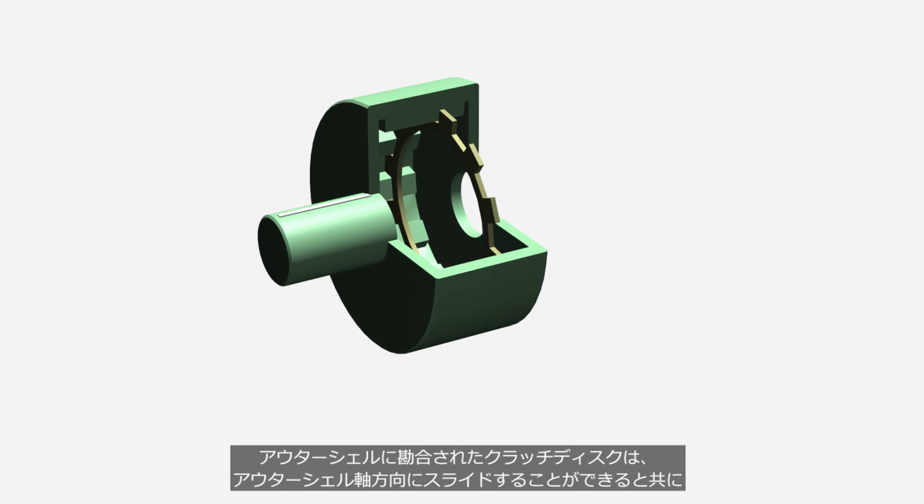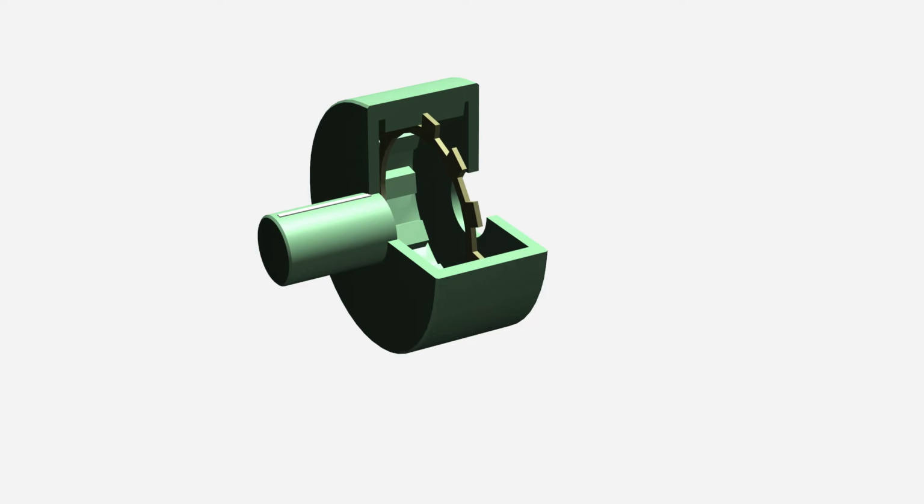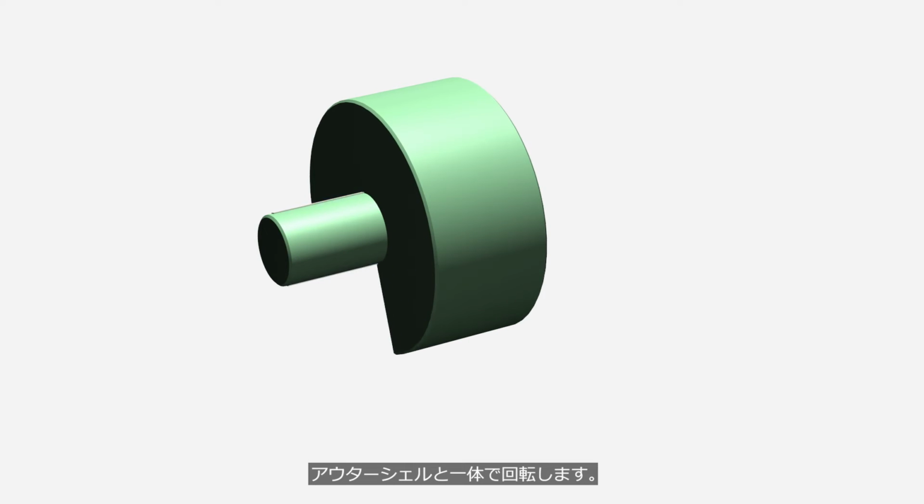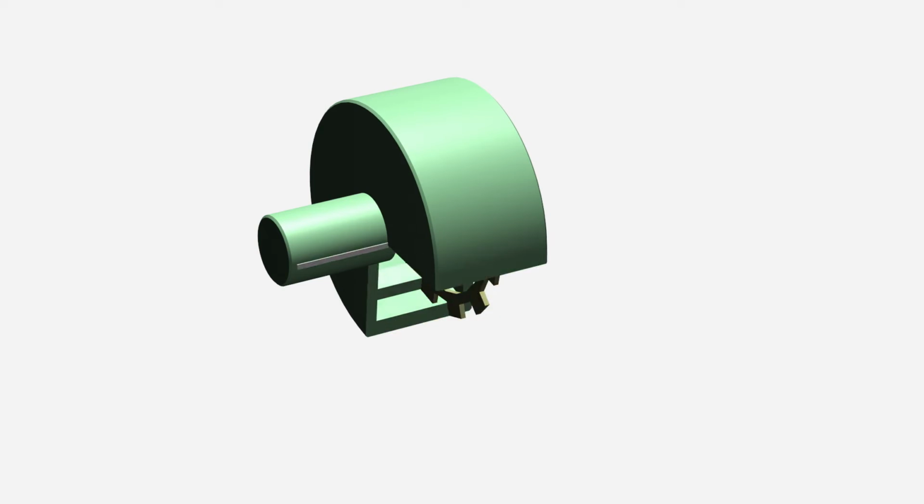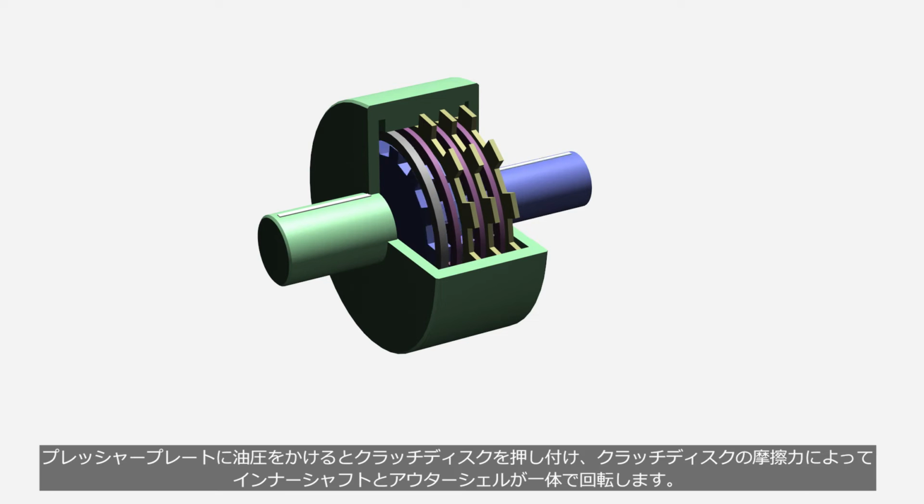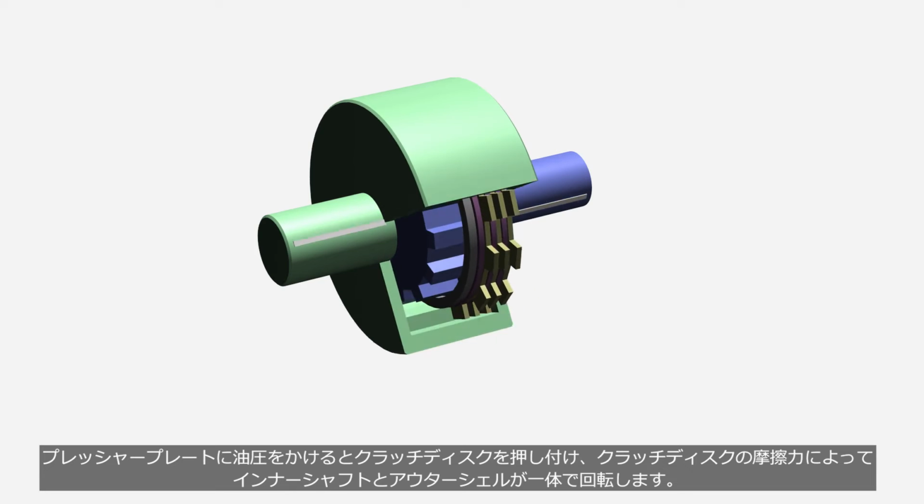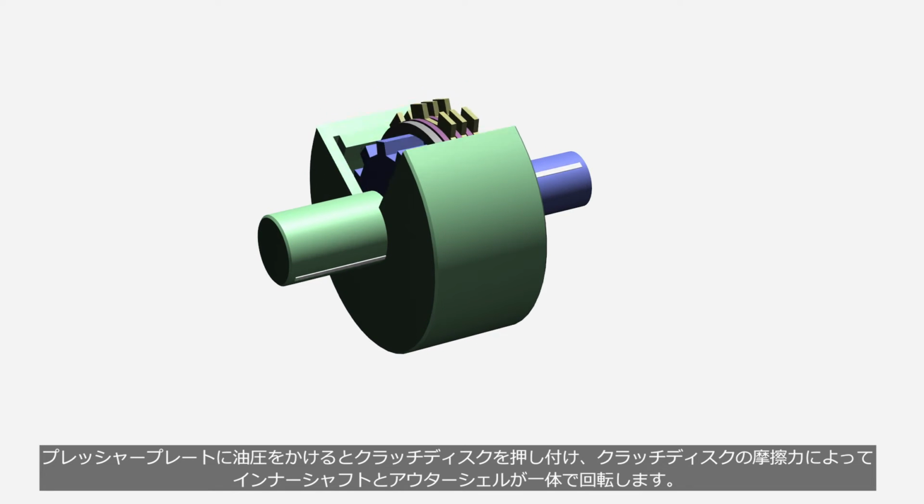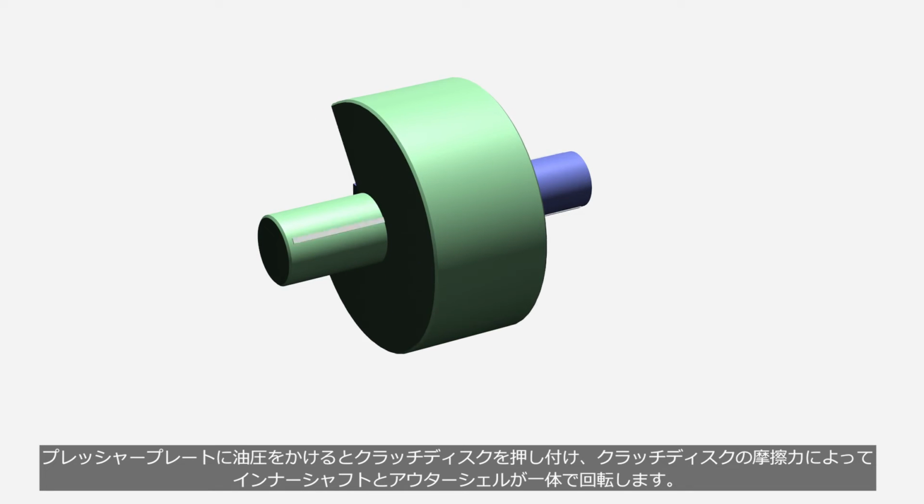The clutch discs engaged with the outer shell can slide in the axial direction of the outer shell, and rotate together with the outer shell. When the clutch is not engaged, the rotation of the inner shaft does not transfer to the outer shell. When hydraulic pressure is applied to the pressure plate, it pushes the clutch discs to produce frictional force. Then, the inner shaft and outer shell rotate together.